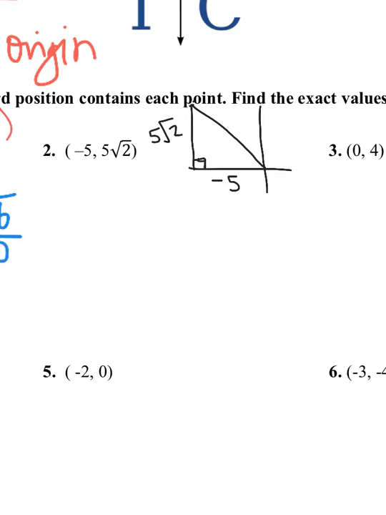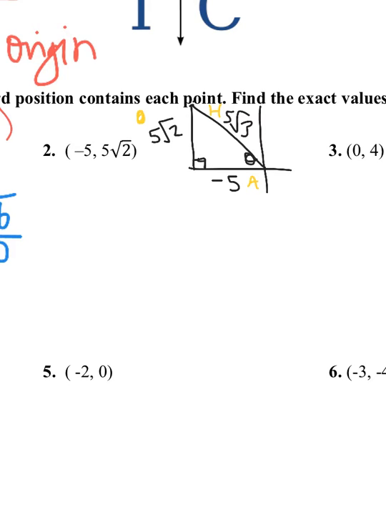So we got 5 squared, which is 25, plus (5√2) squared, which is 50. So 50 plus 25 gets you 75. Square root that, and we get a hypotenuse of 5√3. And just so you know, the hypotenuse will always be positive. And this is our theta right at the origin. Okay, so let me go ahead and label these. So this is going to be my opposite, this is my adjacent, and this is my hypotenuse.